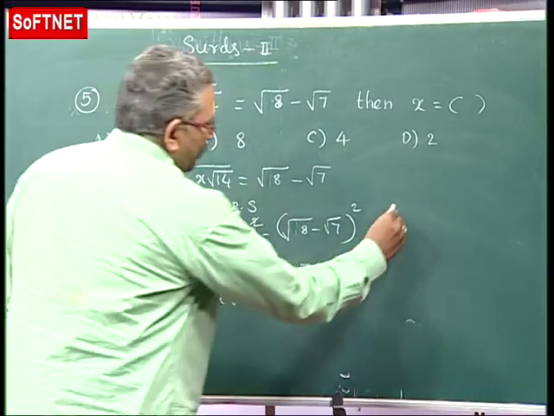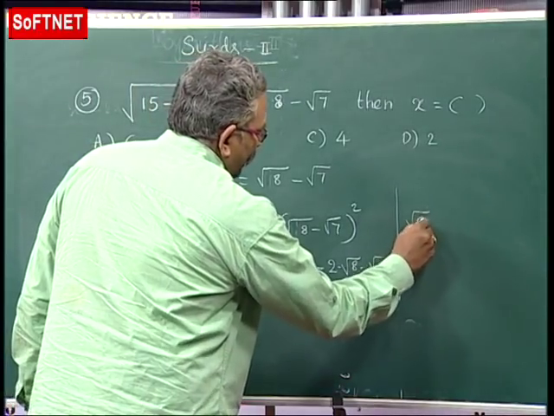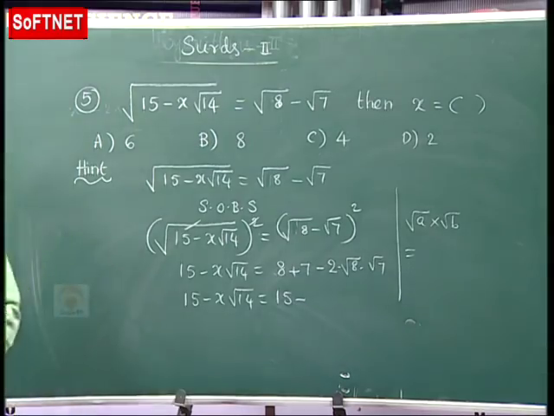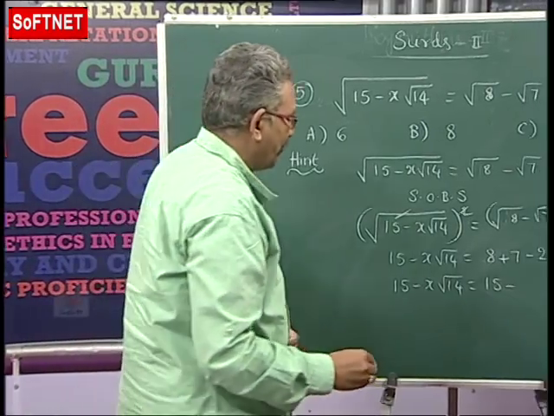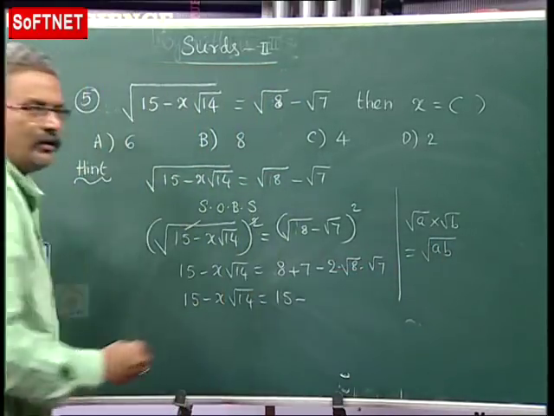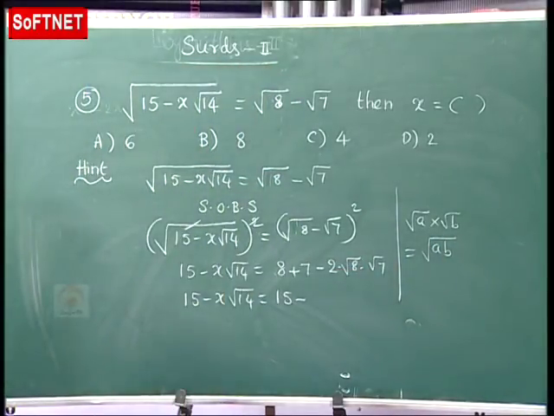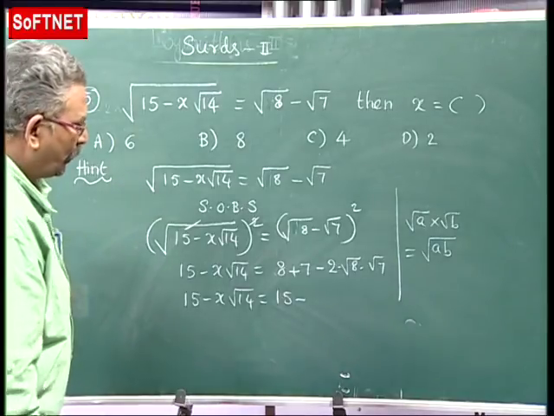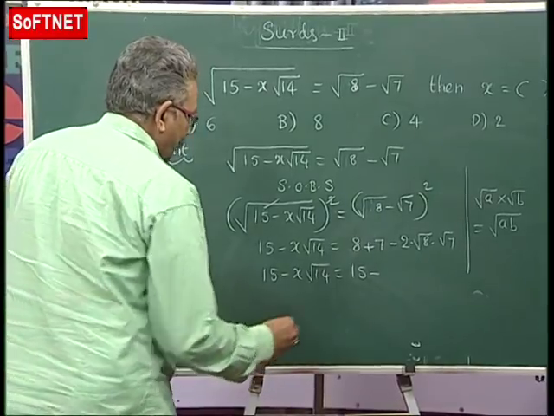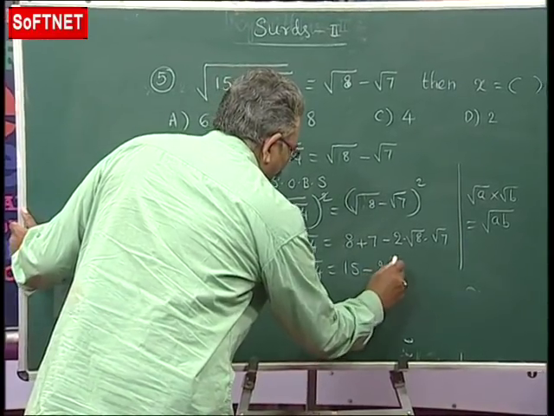minus, we have one formula, root a into root b. What is the value of root a into root b? Yes, that is root ab. Now what is root 8 into root 7? Root 8 into root 7, that is root 56. So 2 root 56.